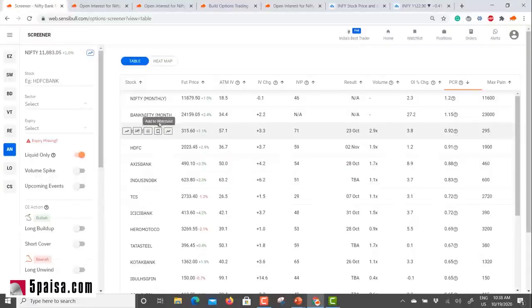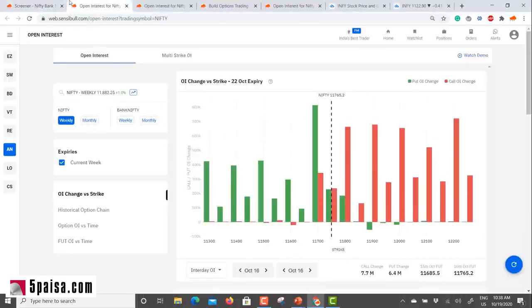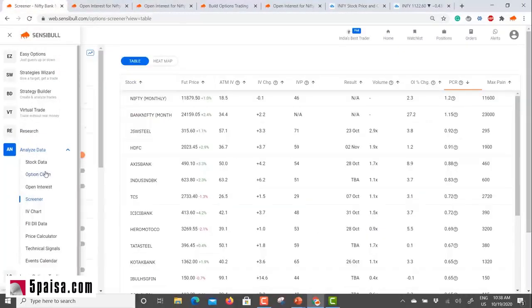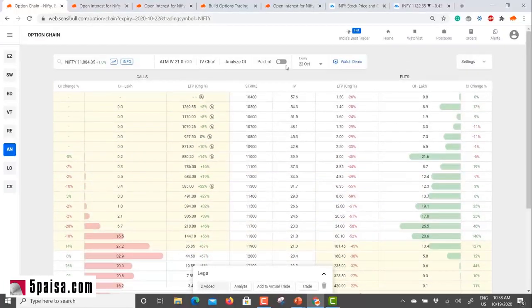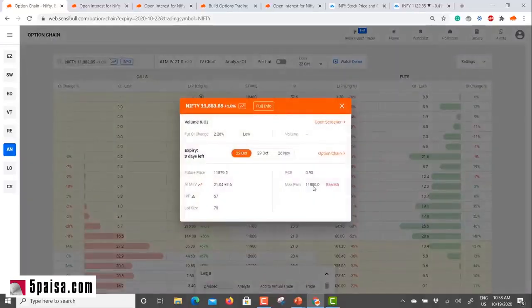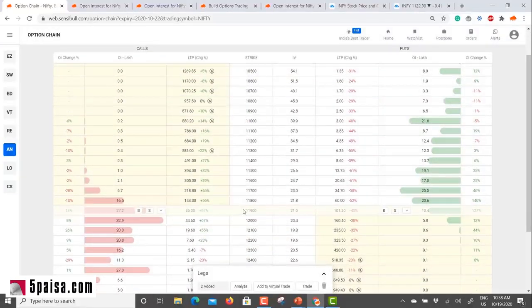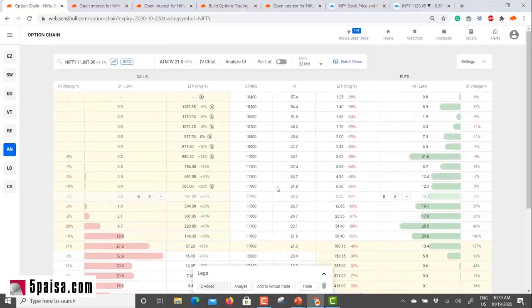So let's see, right? Let's go to option chain. I don't know what is Max Payne, so let me see what is Max Payne. Max Payne says it is 11,800. So the theory says that this week's Nifty expiry will happen around 11,800 because that is where sellers will have the least amount of losses. That also seems to be correct, right? The put sellers will have the least loss, call sellers will have the least loss if expiry happens somewhere in the middle of this, right? So that is the Max Payne theory.